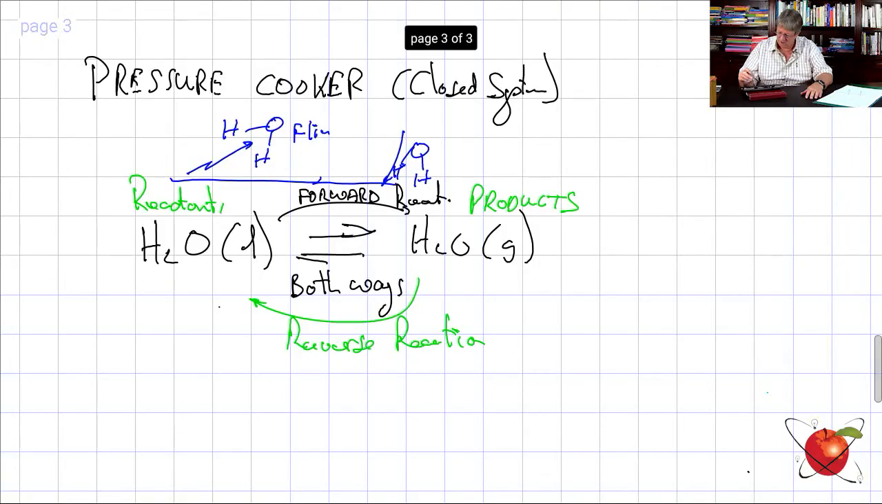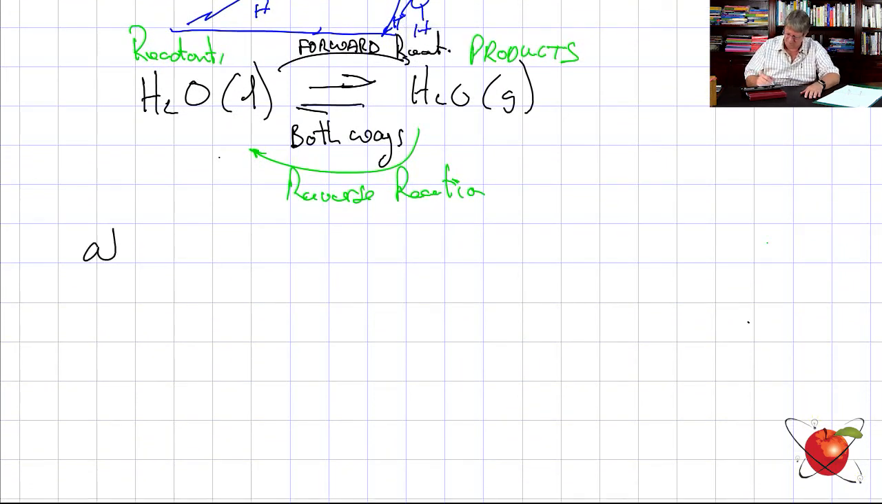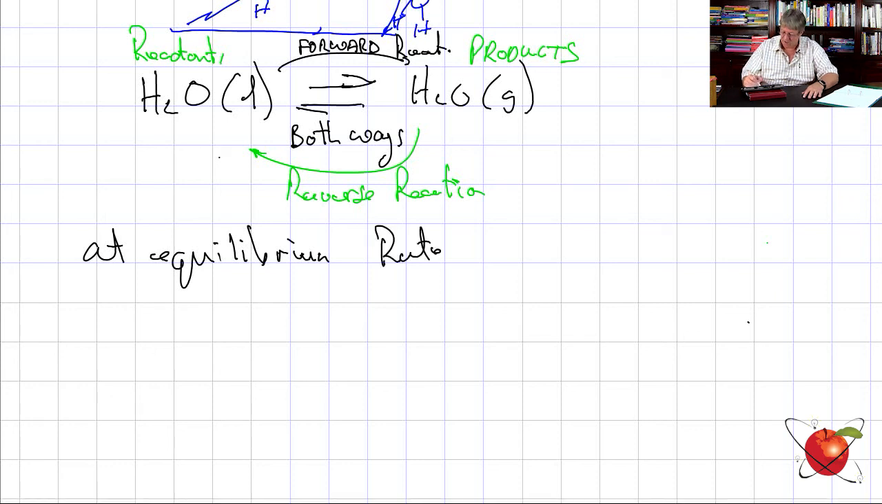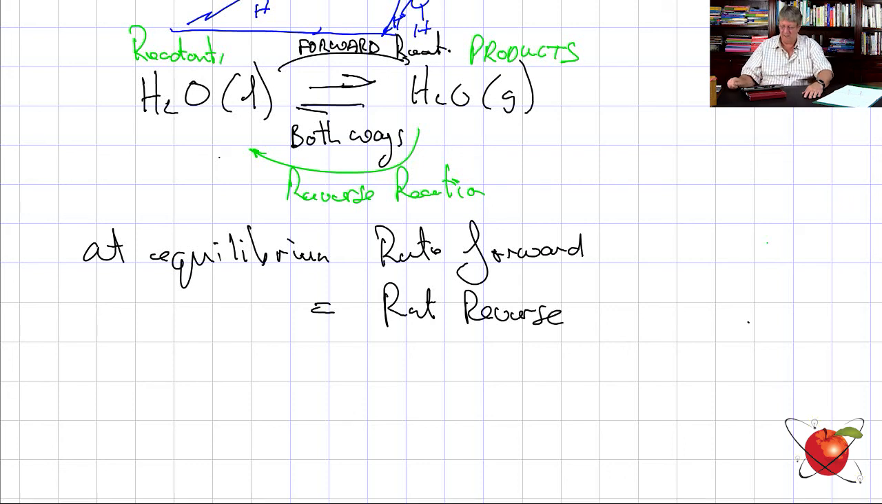So at equilibrium, the rate forward equals the rate reverse. Okay? And we're going to get into some of these graphs. But all you need to know is that in this thing, every time one molecule pops out, another one pops in.